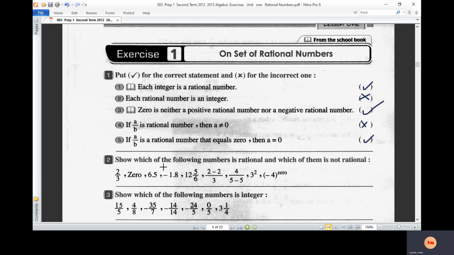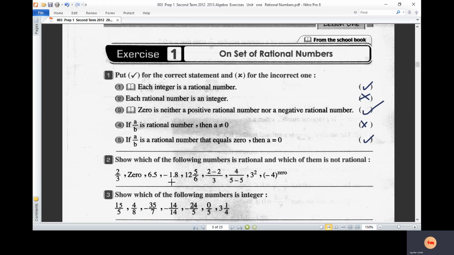Number two, show which of the following numbers is a rational number and which of them is not. To know whether the number is rational or not, if its denominator is zero, it's not a rational number. 2/3 is a rational number. Yes, zero means 0/1, it's a rational number. 6.5 means 65/10, it's a rational number. Negative 1.8 means negative 18/10, a rational number.